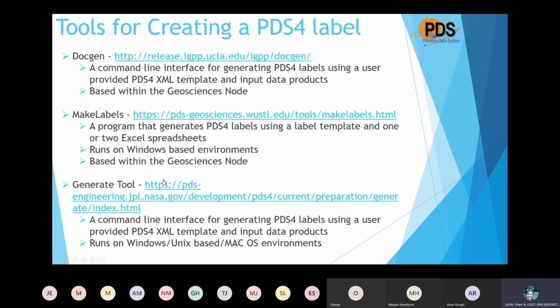But if you're working with the Geosciences node, you've got two different ones, DocGen and Make Labels. Both of them use a template, and then you can read in your data product information. And then again, the engineering node has created this one called Generate tool that will also read in from your template and put in your data product specific information.